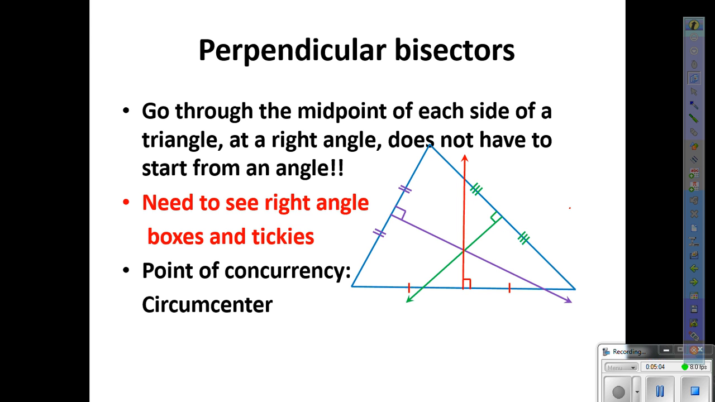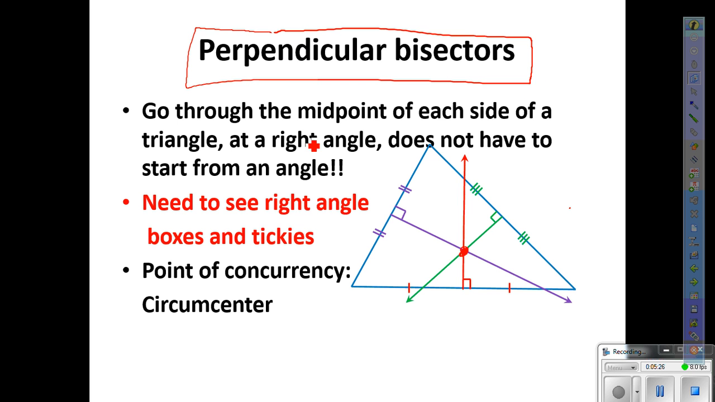Now, one thing that you may want to also recognize is that these three lines will always be concurrent, meaning that they intersect at one spot. They intersect in this one spot. Now that point of concurrency, so this is again, you want to associate perpendicular bisectors. Where they intersect, the point of concurrency is called the circumcenter. All right, so the circumcenter is what we call where the perpendicular bisectors intersect.